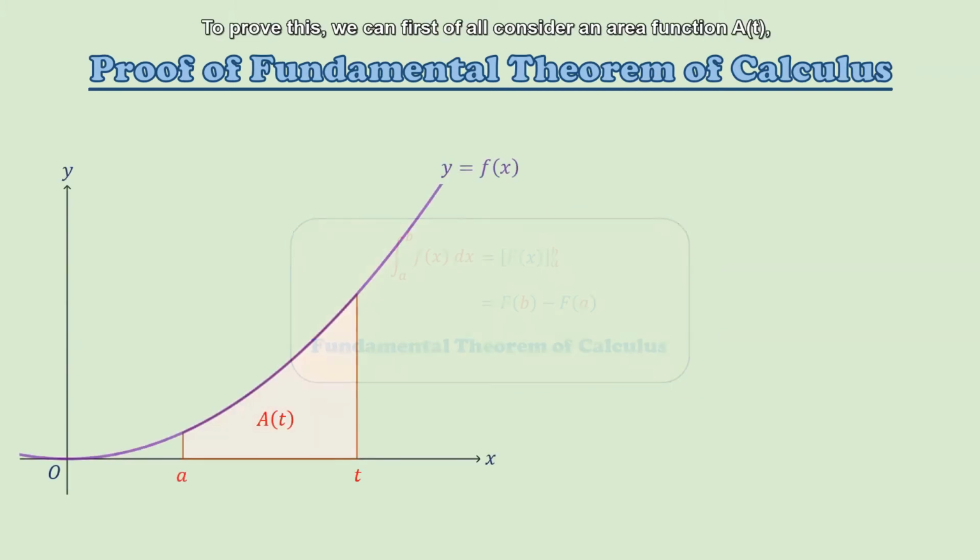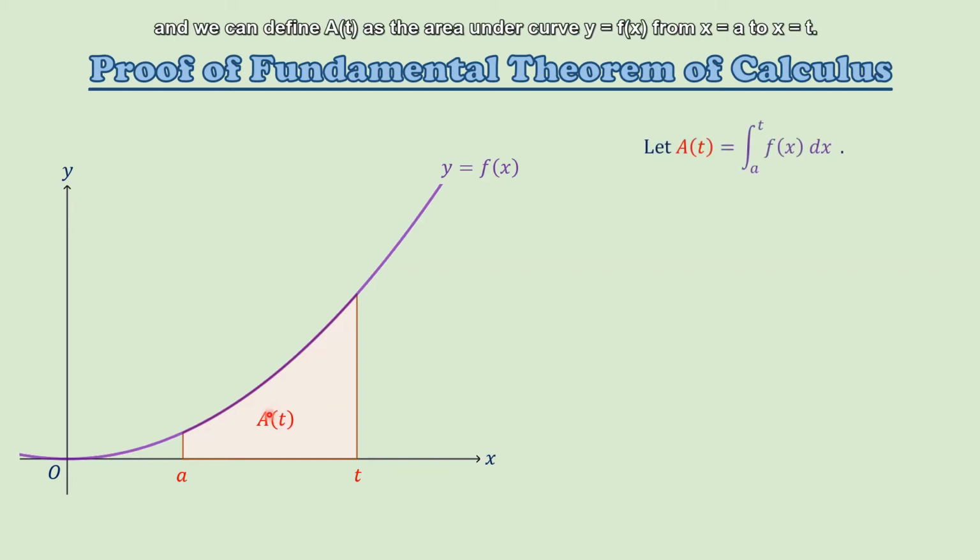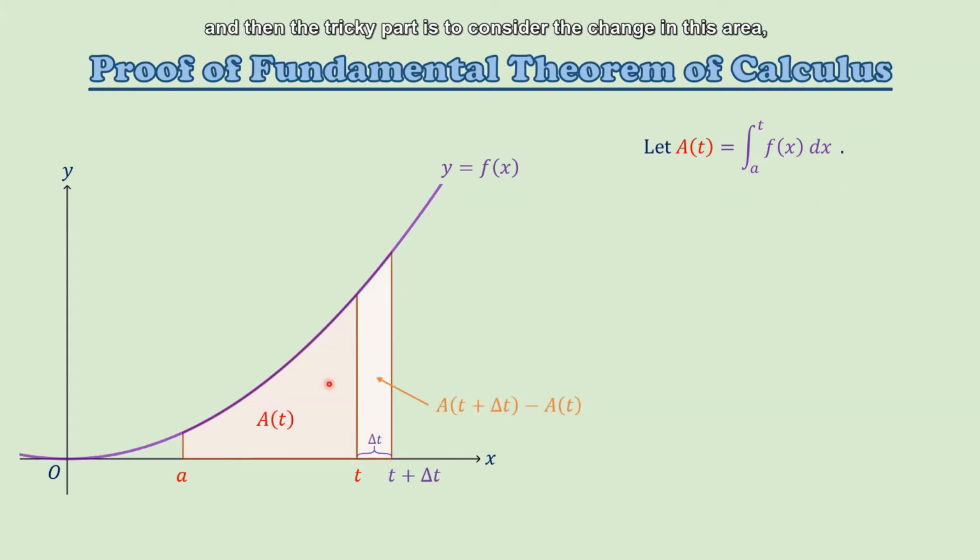To prove this, we can first of all consider an area function A(t), and we can define A(t) as the area under curve y equals f(x) from x equals a to x equals t. That means this definite integral. In this definition, we are assuming that this f(x) is a continuous function. And then the tricky part is to consider the change in this area when there is a very small change in the value of t. This small change in the value of t is denoted by delta t, and the change in area is denoted by A(t plus delta t) minus A(t).